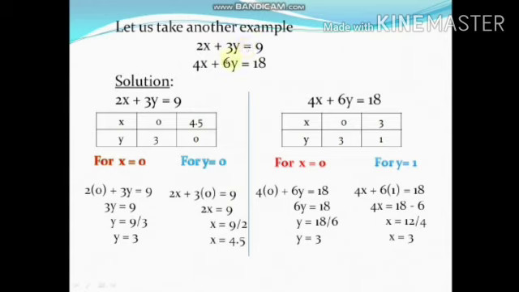2x + 3y = 9 and 4x + 6y = 18. First equation, 2x + 3y = 9. When we substitute x = 0, we get y = 3. When we substitute y = 0, we get x = 4.5. This is the second equation of this example, 4x + 6y = 18. When we substitute x = 0, we get y = 3. And when we substitute y = 1, we get x = 3.